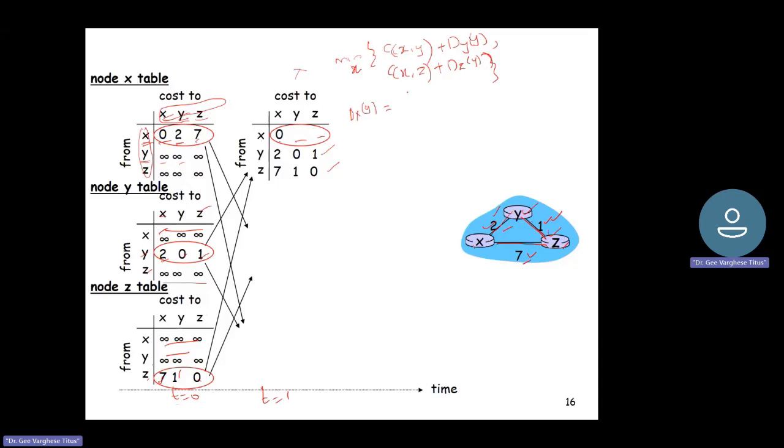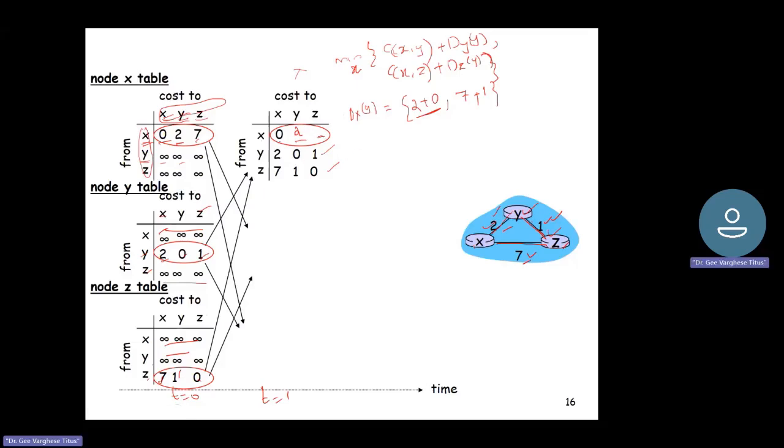Now what is it? Minimum across this. The first line says 2 plus 0 is that minimum, or else you can send from X to Z, that is 7, plus from Z to Y, which is basically 1. So you can see that this is minimum, right? So you're going to update this as 2 itself.